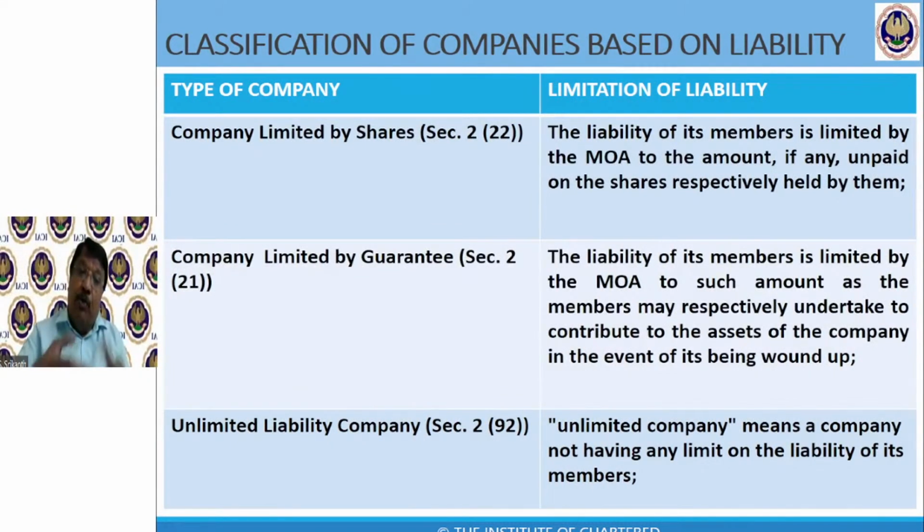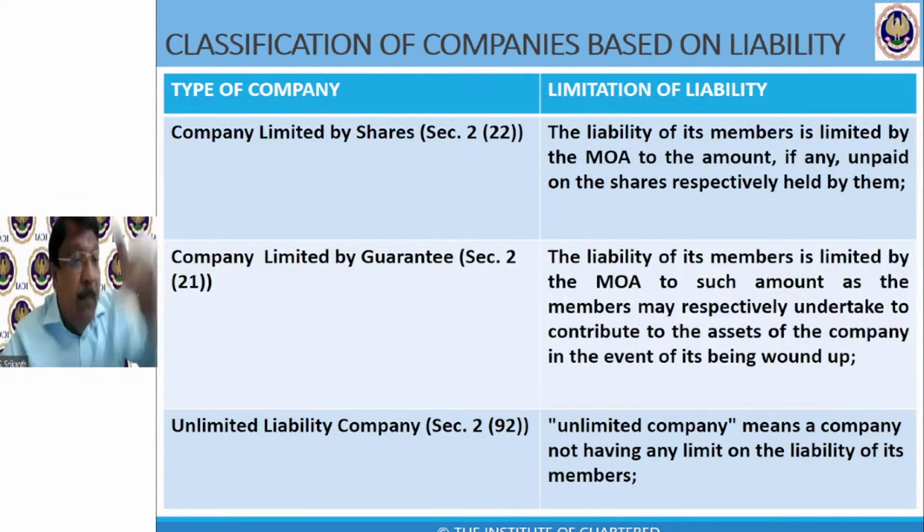But your company should be limited by guarantee or by shares. It can't be nothing. But there is a possibility that a company limited by guarantee or an unlimited company can have share capital. Got it? That is why we don't use the words company limited by shares and by guarantee. We say company limited by guarantee having share capital, or company limited by guarantee not having share capital.